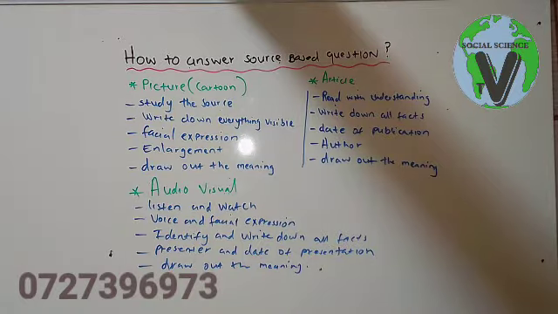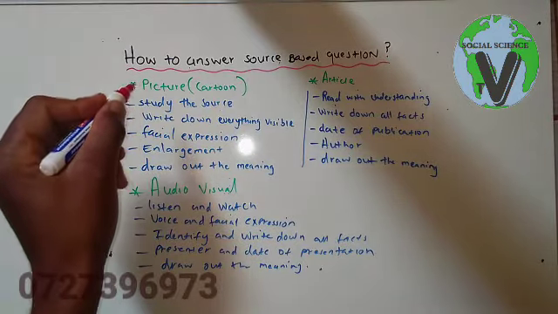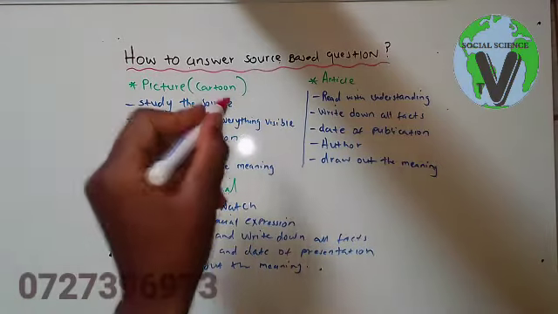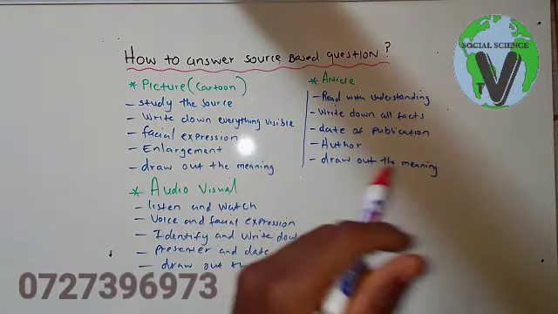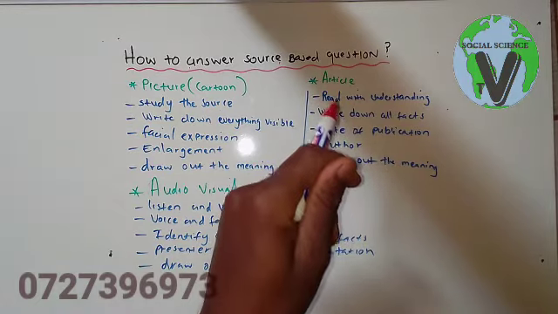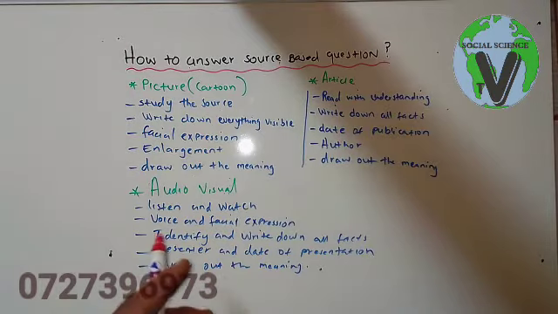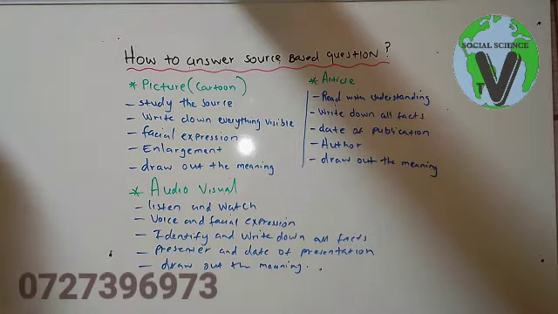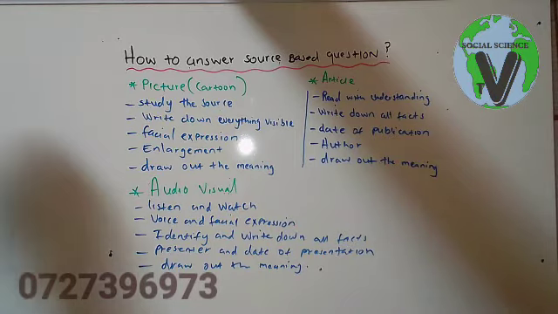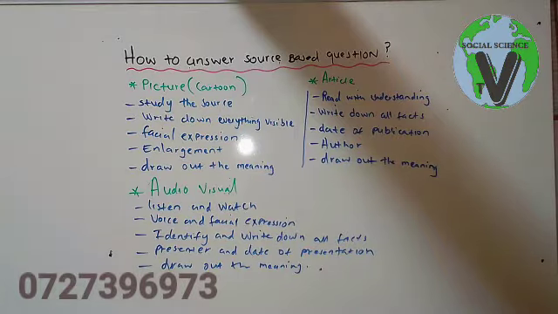So we have different sources. Firstly, we have a picture and a cartoon, and then we have an article or an extract. Then we also have audio and visual sources. Now, before we go straight to how to answer a source-based question, let us look at how to answer a picture-based or a cartoon-based question.